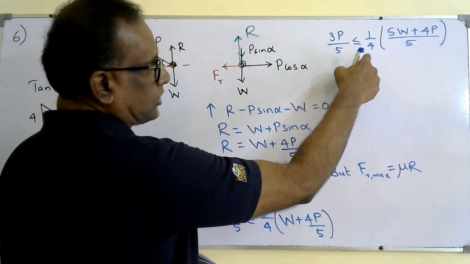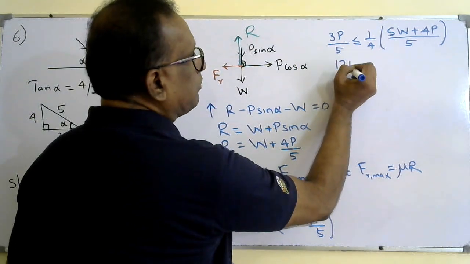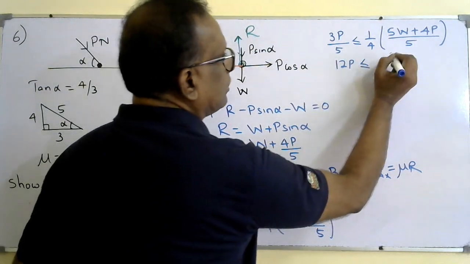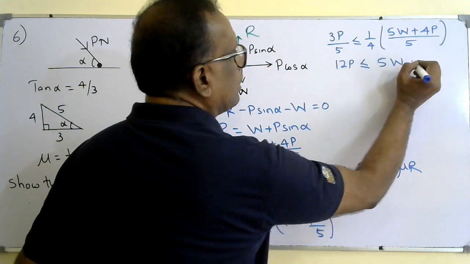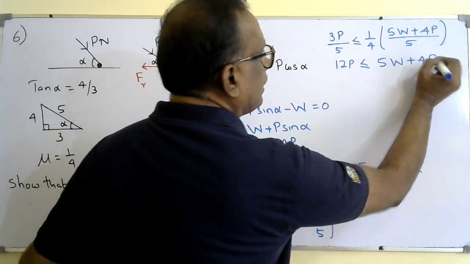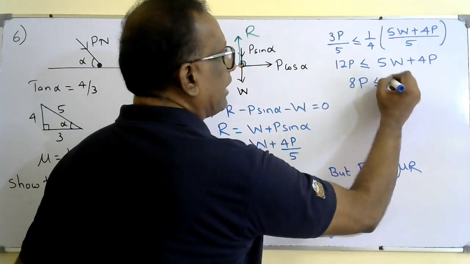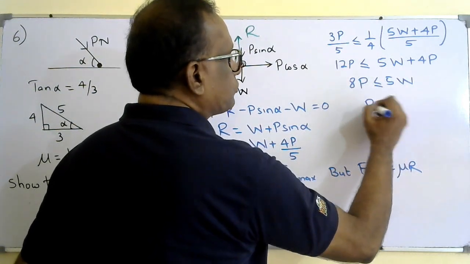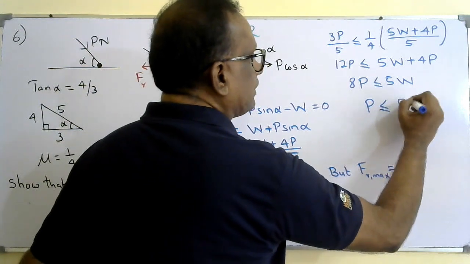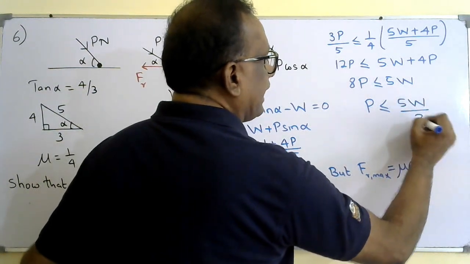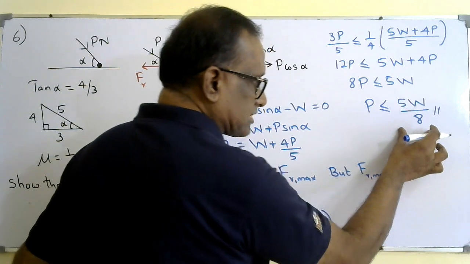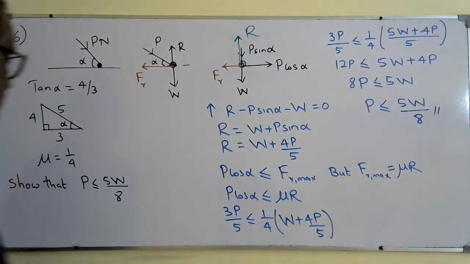The 5s get cancelled, cross multiply. 12P is less than or equal to 5W plus 4P. Bring 4P to the left: 8P is less than or equal to 5W. So P should be less than or equal to 5W over 8. If this condition is satisfied, it will be at rest. P less than 5W over 8. I hope you understood that.